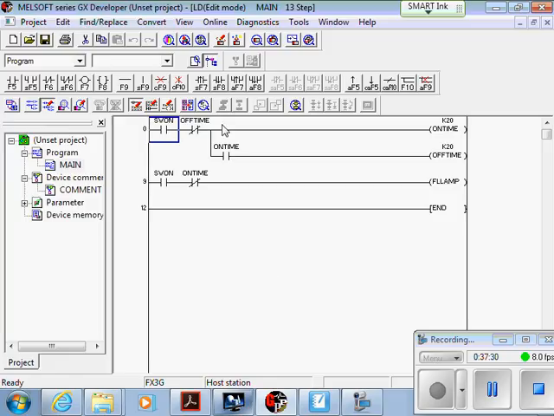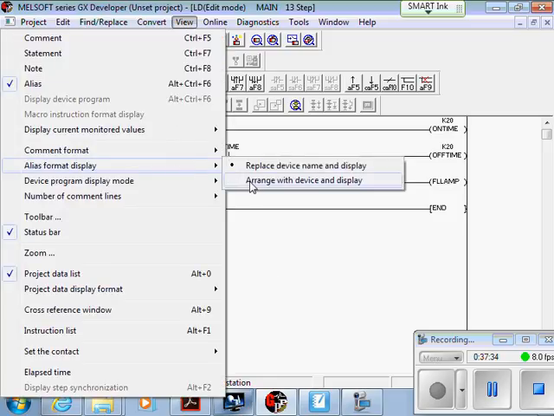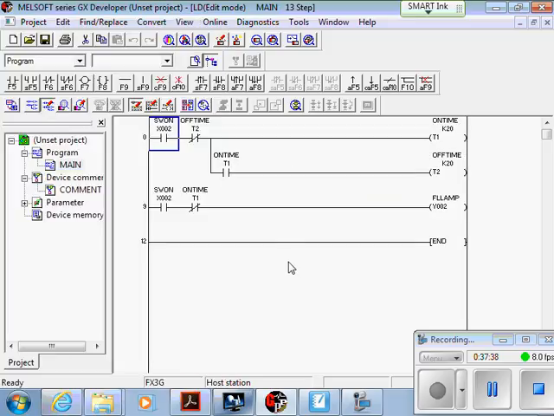What you actually want is where it was in the first place, arrange with device and display, not replace. Now we've got both. We've got the alias switch on and we've got the X2, so we know which terminal number it is in our panel if we want to test for 24 volts. Yep.